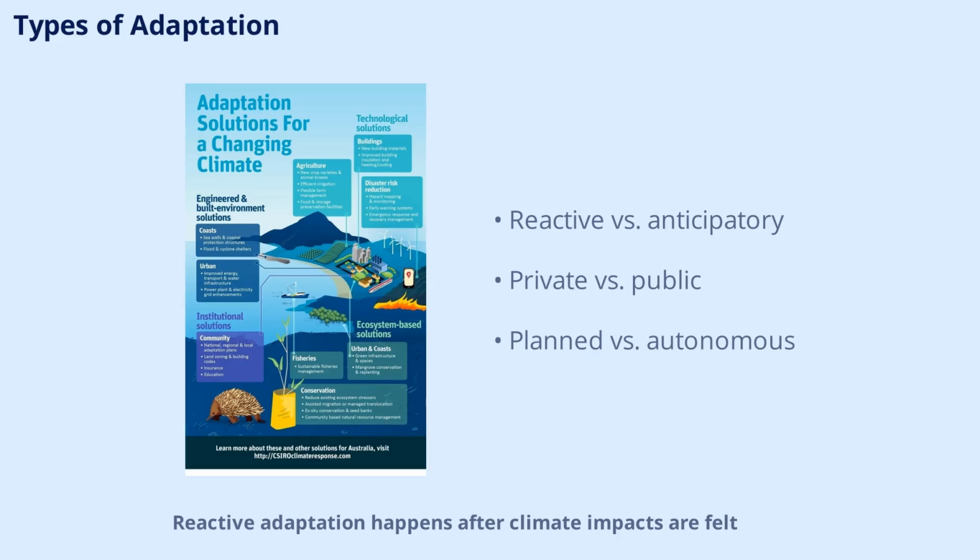Reactive adaptation happens after climate impacts are felt, while anticipatory adaptation takes place before impacts occur. Adaptation can also be private, driven by individuals or companies, or public, led by governments. Planned adaptation results from deliberate policy decisions, while autonomous adaptation happens naturally as systems respond to changing conditions.